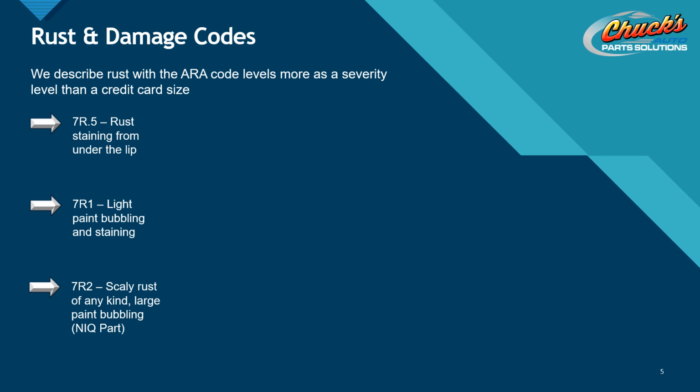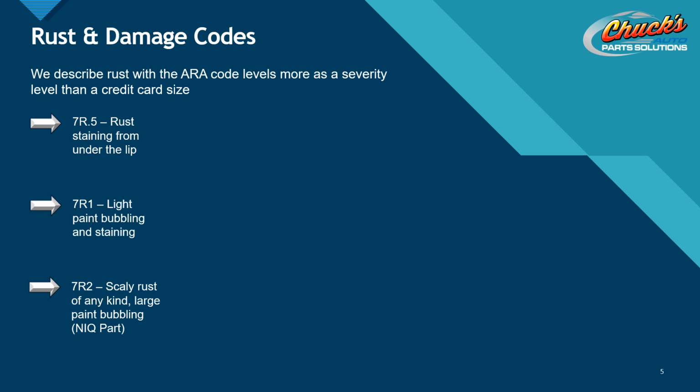Okay, rust codes. I know none of us like rust, but what we've done at Chuck's is change the way we look at rust a little bit. We're not necessarily looking at rust in the size of a credit card, but utilizing the ARA codes as more of a severity level. So a 7.5, where 7's usually where you're going to have that.